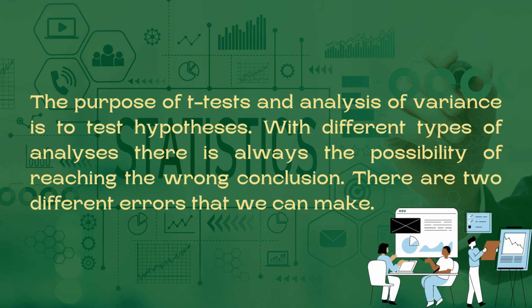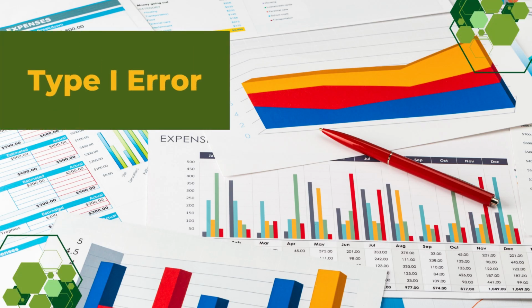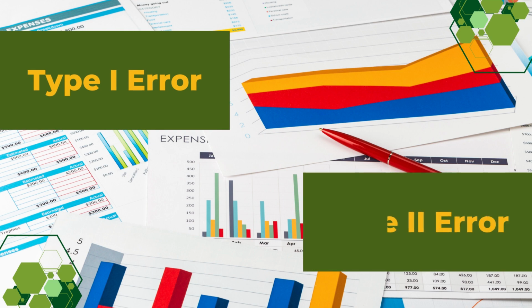With different types of analysis, there is always the possibility of reaching the wrong conclusion, and there are different types of error we can make while making the conclusion. It can be of two types. The first one is called the type 1 error and another is called the type 2 error.